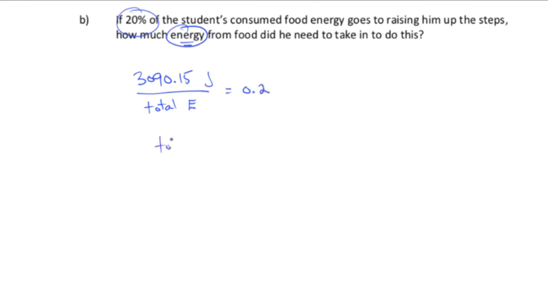Rearranging then, the total energy is equal to 3090.15 divided by 0.2, and that's approximately equal to 15,451 joules, or to two significant figures again, about 15 kilojoules. By the way, in terms of food energy units that you might be more familiar with, that's about 4 kilocalories, or the 4 capital C calories that you see on the side of food products. Okay, so there is an introduction to power and efficiency.